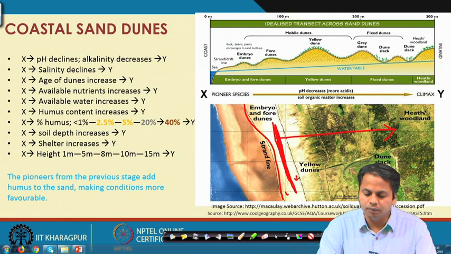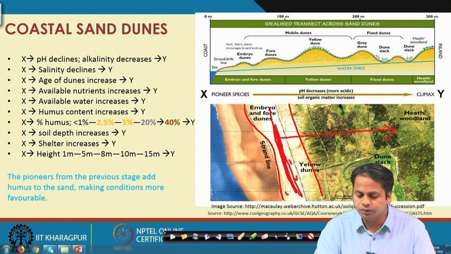Okay. So here there is very little or no vegetation, but when the sand dunes move in this direction, these two dunes are mostly mobile dunes. Okay. So embryo dunes, fore dunes and yellow dunes are comprised of mobile dunes. So they change their place. Okay. Means sand dunes can migrate here.